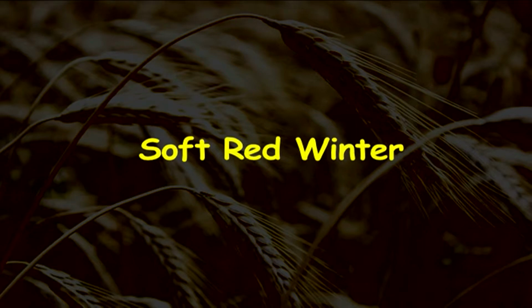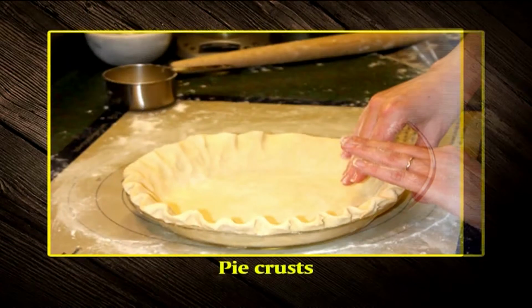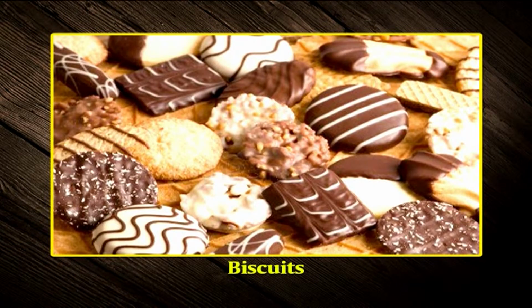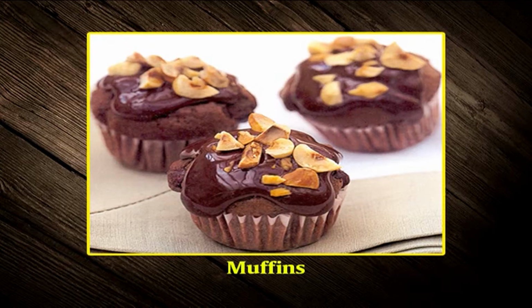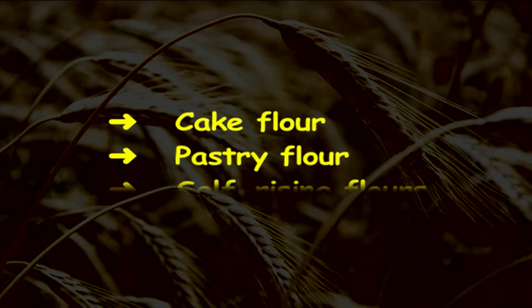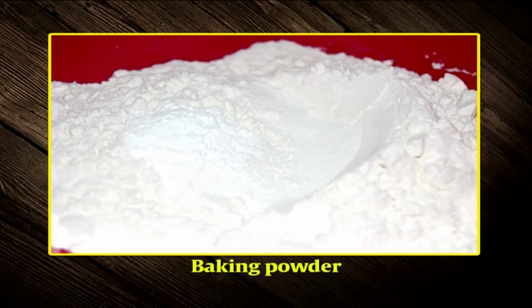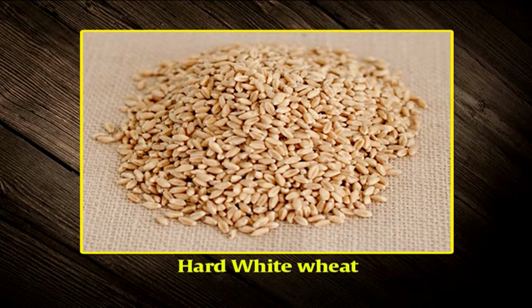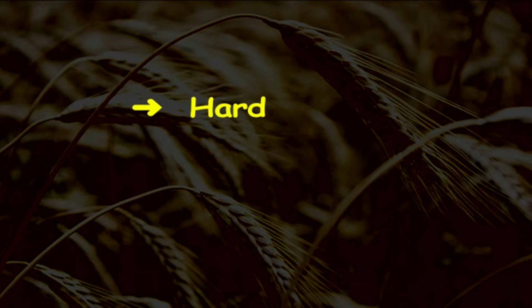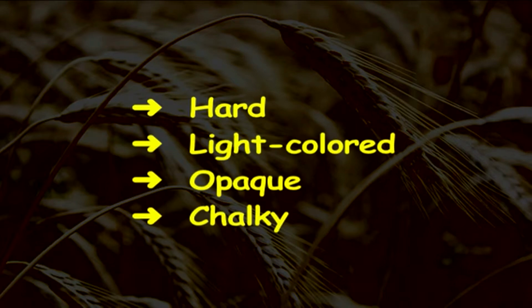Soft red winter. Soft low protein wheat used for cakes, pie crusts, biscuits, and muffins. Cake flour, pastry flour, and some self-rising flours with baking powder and salt added, for example, are made from red winter wheat. Hard white. Hard, light colored, opaque, chalky, medium protein wheat planted in dry, temperate areas, used for bread and brewing.